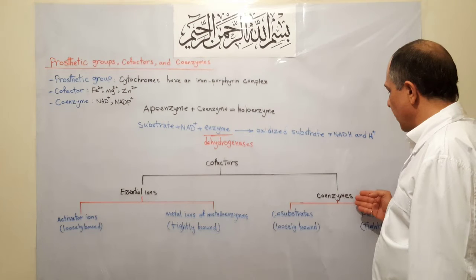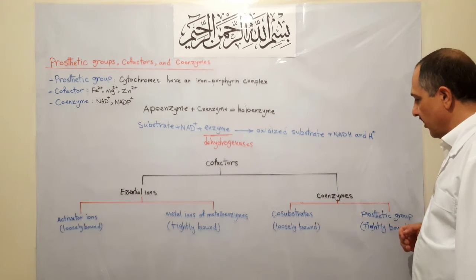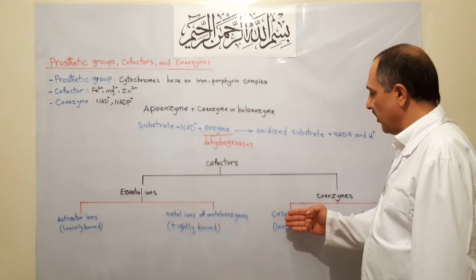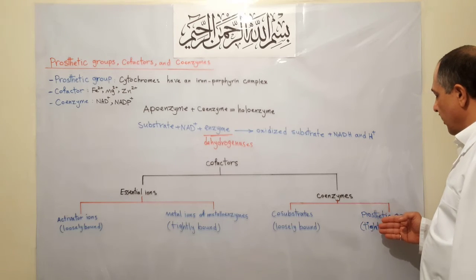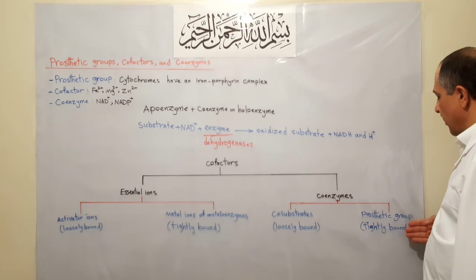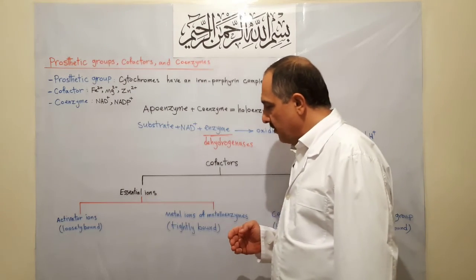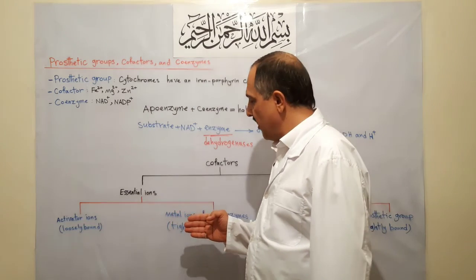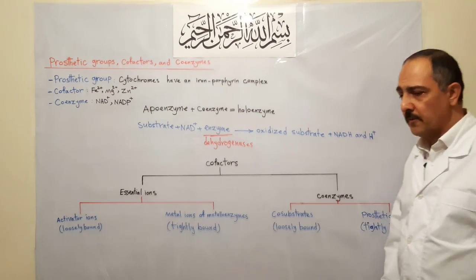Coenzymes also are either loosely bound or tightly bound to enzymes. Those that are loosely bound to enzymes are called co-substrates, and those that are tightly bound to enzymes are called prosthetic groups. Please pay attention that metal ions constitute the most common type of prosthetic group.